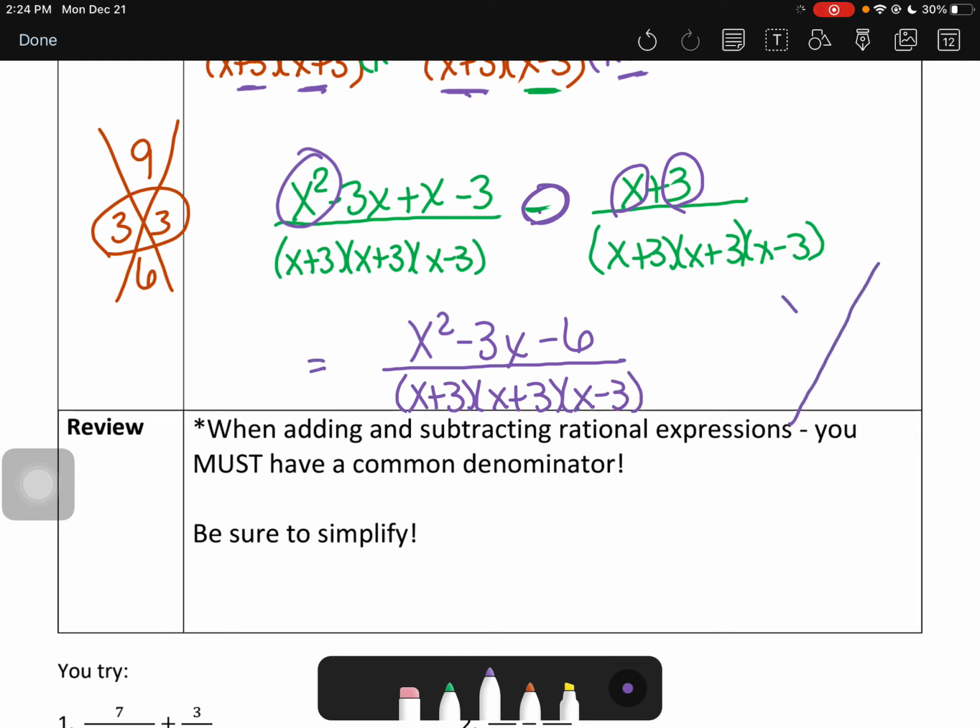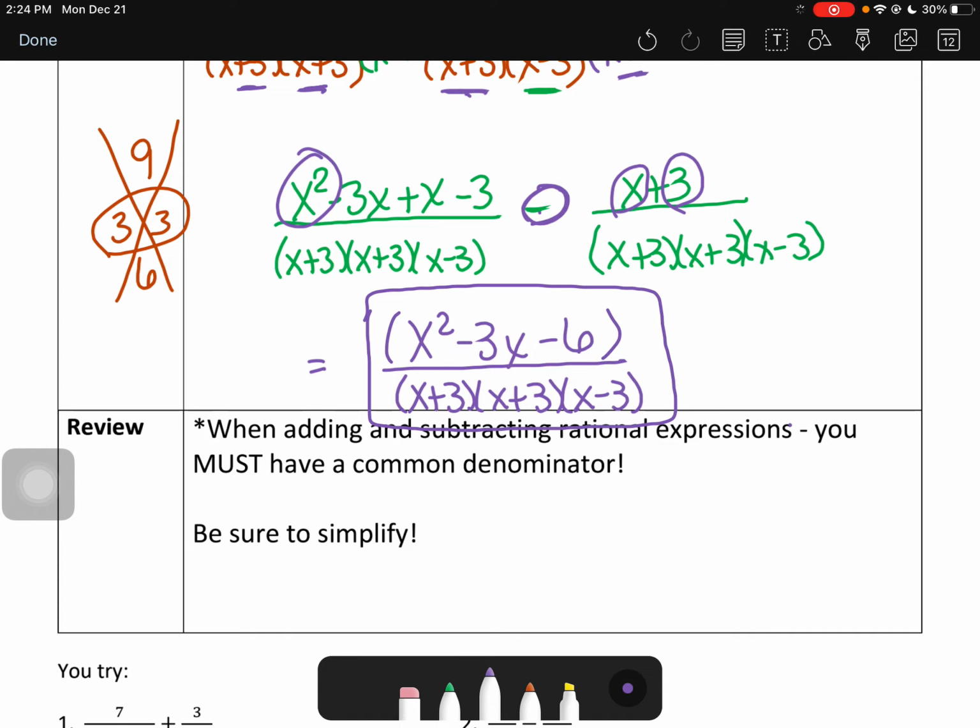Now the last thing to do would be to check if we can factor the numerator to see if we can simplify anything. Are there two numbers that multiply to be negative 6 but add up to be negative 3? That would be 6 and 1 or 2 and 3. And neither one of those combinations will do that. So this is our final answer, and we can put the numerator in parentheses to know that we can't factor that and it needs to stay.